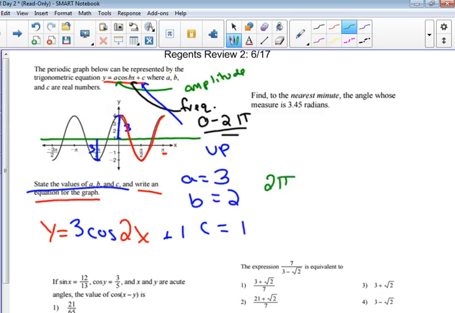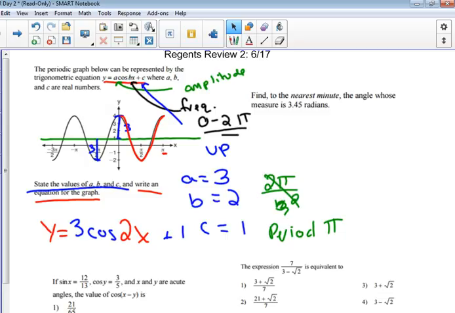Good, 2 pi over b, and then we would have to do 2 pi over 2, reduce it, and the period would be pi. Which makes sense if we look at our picture, because the period shows you the length of time it takes to see one full curve. So if we look to see one full curve, we saw it in just pi, which is the period. So that's kind of like everything in a nutshell about a trig graph.